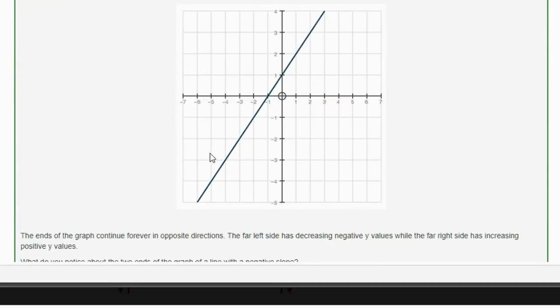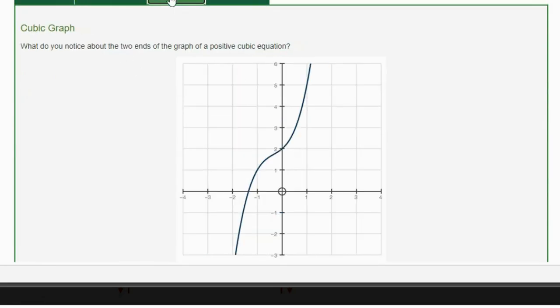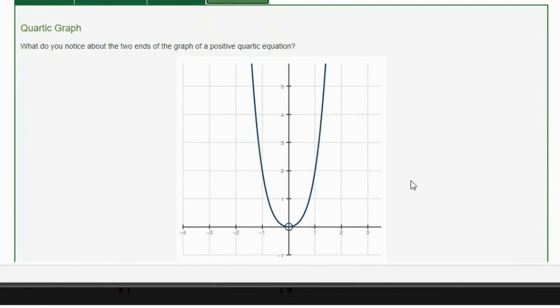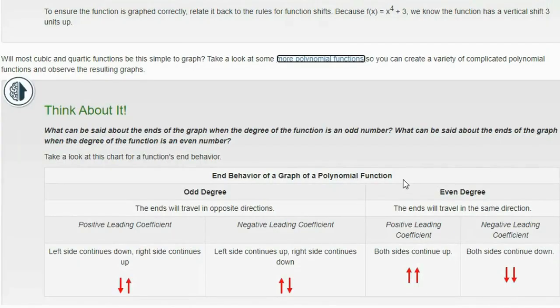So there's linear. It was just a straight line. Quadratic, that was a parabola. Cubic makes that little straightened out S curve. And then the quartic is a little bit flatter than the second degree. And look, here's a negative quartic equation. Got a little bit extra stuff going on there. But it still is a fourth degree equation. Both ends point the same way.